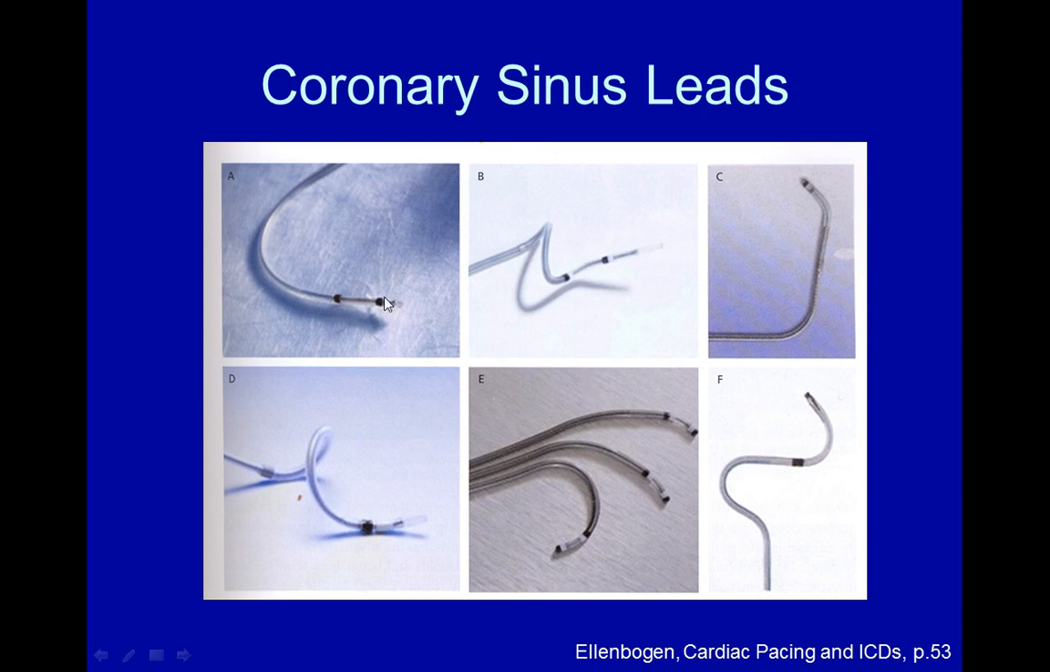By the way, this configuration, if you look at these leads, knowing what these look like, in addition to knowing that they're in the posterior aspect of the heart, because that's where the coronary sinus is, will help you discern by chest x-ray what type of lead or leads the patient has.